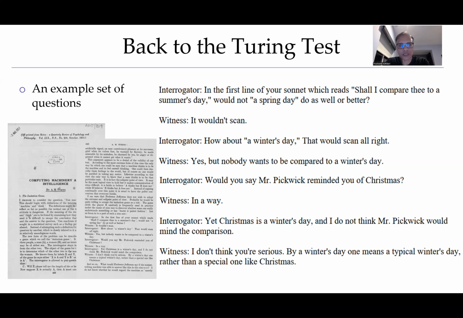And so rightly, the witness is responding the way a human would respond by saying, nobody would want to be compared to a winter's day. So the interrogator then throws a little curveball. The interrogator talks about a character from a totally different context, from a book by Charles Dickens called the Pickwick Papers, in which there's a character named Mr. Pickwick, who's a character of a very sunny disposition. He's a very pleasant man, very helpful, very kind. And so the interrogator asks the witness, would you say Mr. Pickwick reminded you of Christmas? So the witness says, yes, in a way.